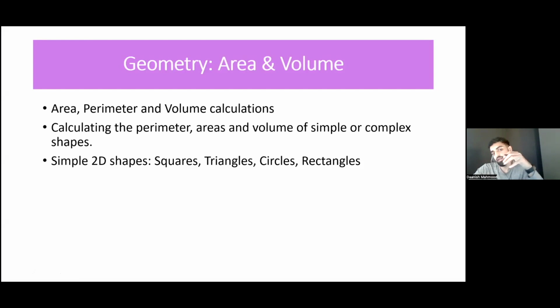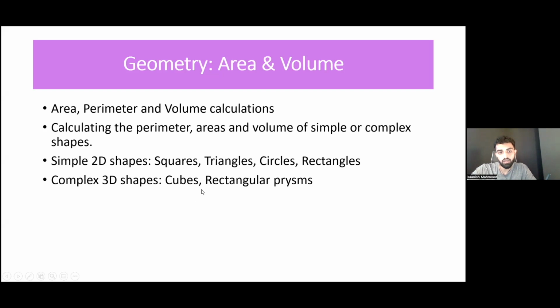The simple shapes you'll get are squares, triangles, circles, rectangles. I'm sure you know for squares and rectangles, it's just base times width, or length times width. For circles, you need to know the formula. So for area, pi r squared. And for the circumference, pi times diameter. If you're ever using pi in a question, the question will tell you what to use as pi. So it will say use 3.14 as pi. The calculator in the exam doesn't have a pi button, so it will always tell you use 3.14, or maybe just use the pi symbol and just give a number in terms of pi.